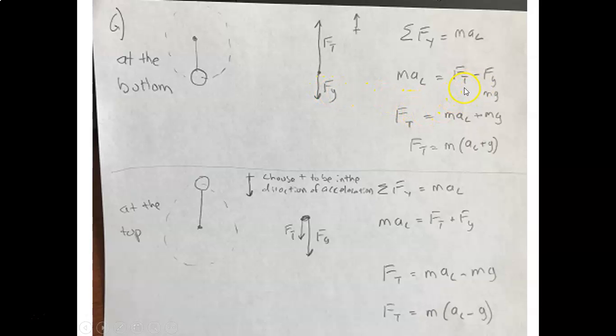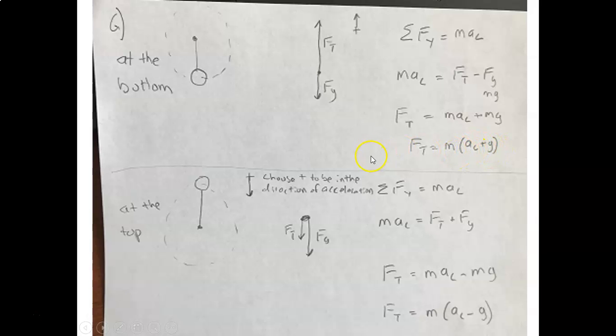Substituting in and solving for Ft. So substituting in mg for Fg and solving for Ft, we get the force of tension equals mass times centripetal acceleration plus mass times gravity. So basically, the tension has got to equal gravity plus the required centripetal force. And then we can pull out m and you get m times a sub c plus g.